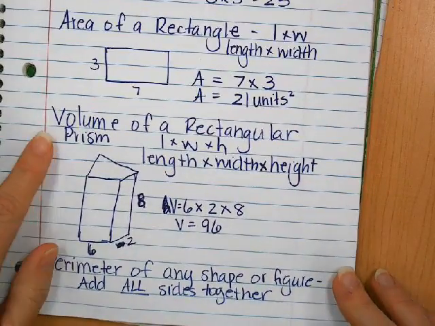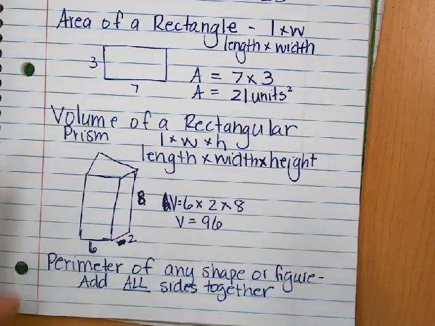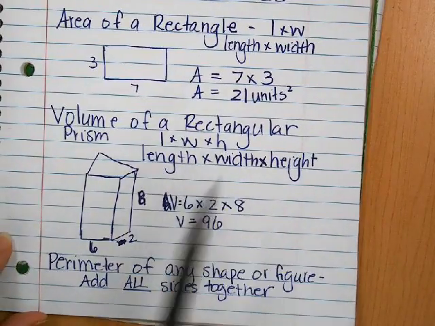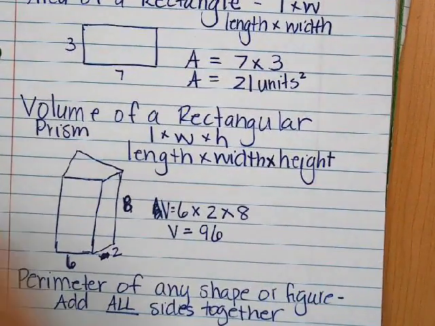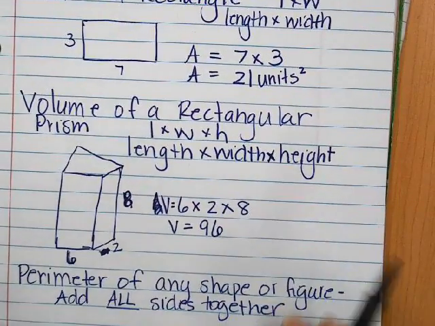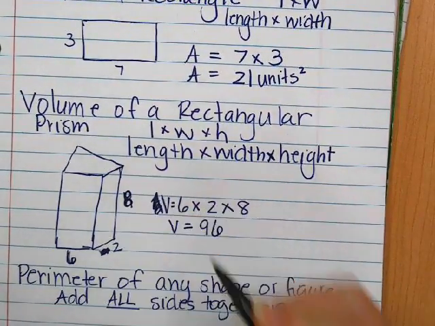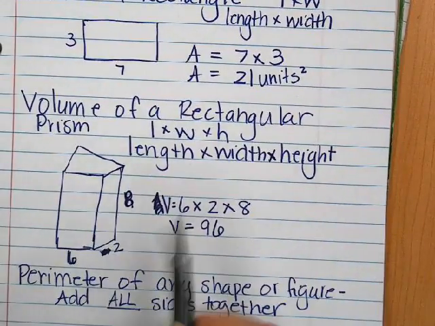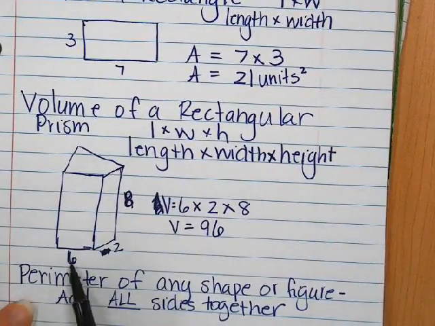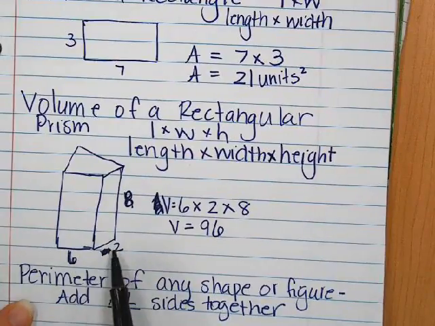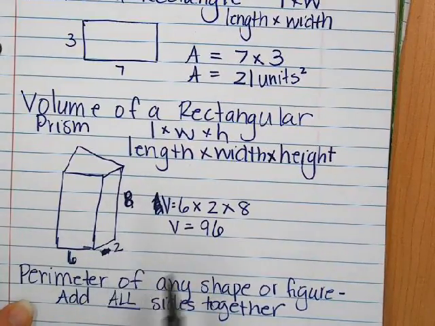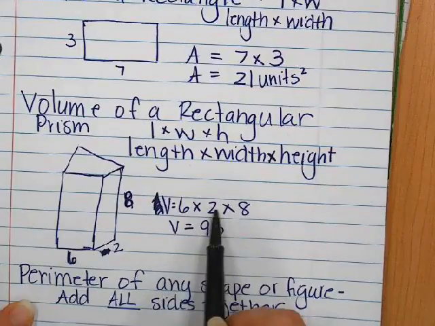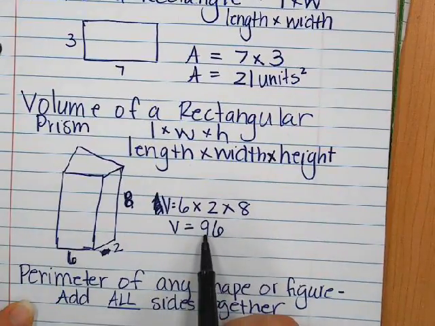Volume. The volume of a rectangular prism is length times width times height. Now this is one you may not have gone over before. So we're going to make sure we have this in our notes because we'll be doing it today. Tried to draw a prism. So prism is a 3-dimensional figure, more like a cube. So length is 6, width is 2, height is 8. So the volume would be 6 times 2 times 8. And so the answer to that is 96.